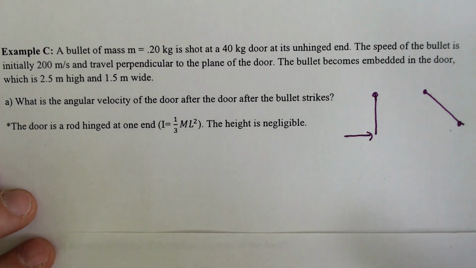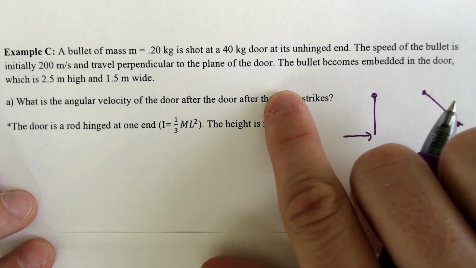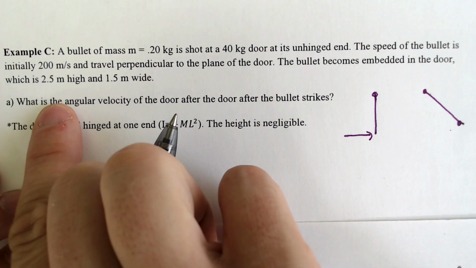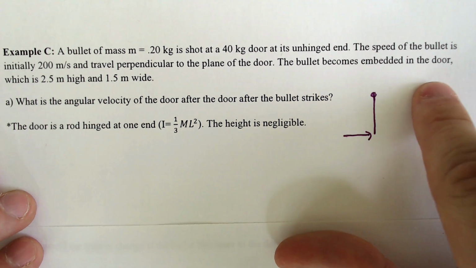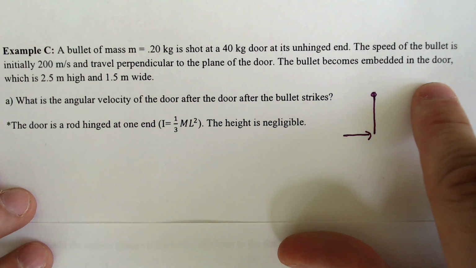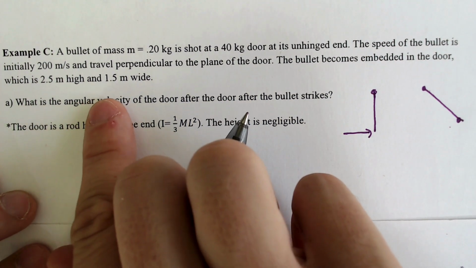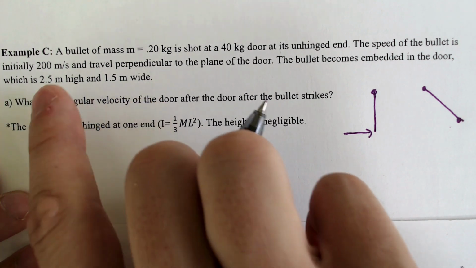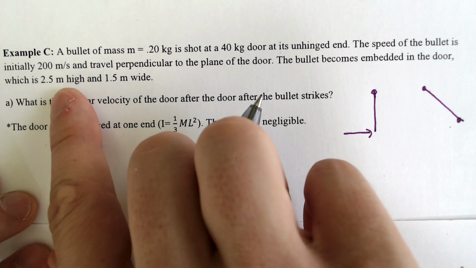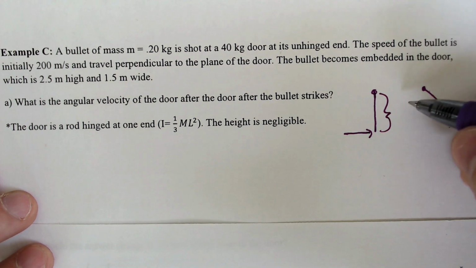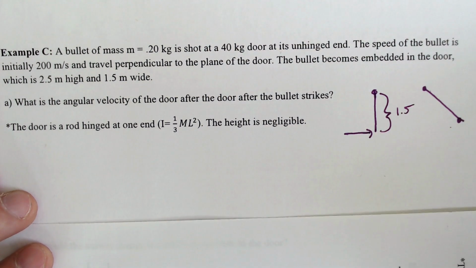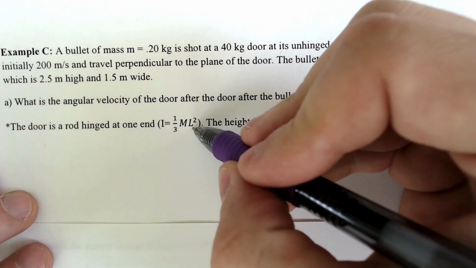So first, the speed of the bullet is 200 meters per second, traveling perpendicular to the plane. That's very useful. The bullet becomes embedded, making it a perfectly inelastic collision, at 2.5 meters high and a 1.5 meter wide door. The 2.5 meters high doesn't matter because the width of the door, being 1.5, would be the L required right here.